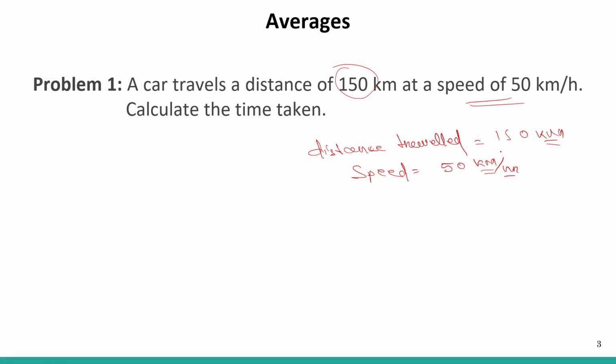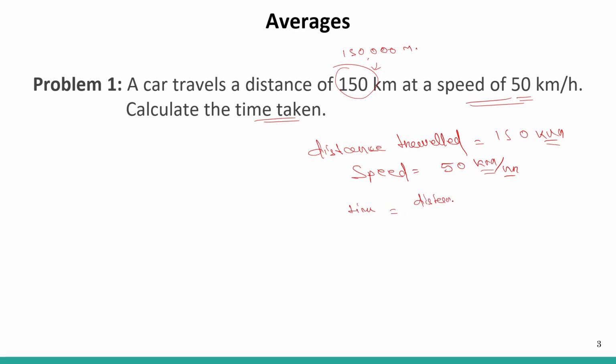If it would have been given that the distance traveled by the car was 150,000 meter, and the speed of the car is 50 kilometer per hour, then in order to find the time taken you must convert one into the other. Since we are using kilometer in speed, the distance must be in kilometer. So the distance in kilometer will be 150 kilometer, right?